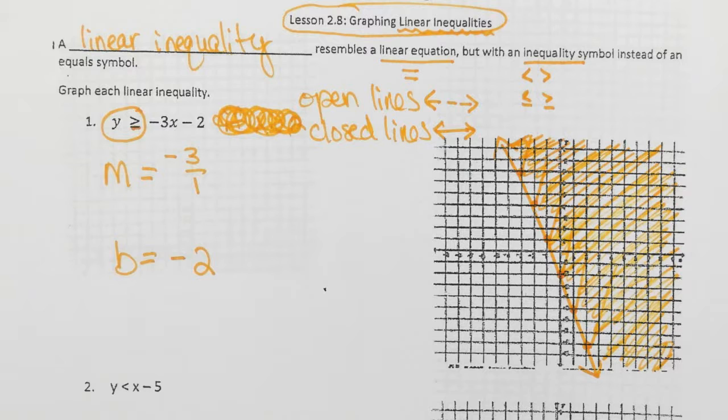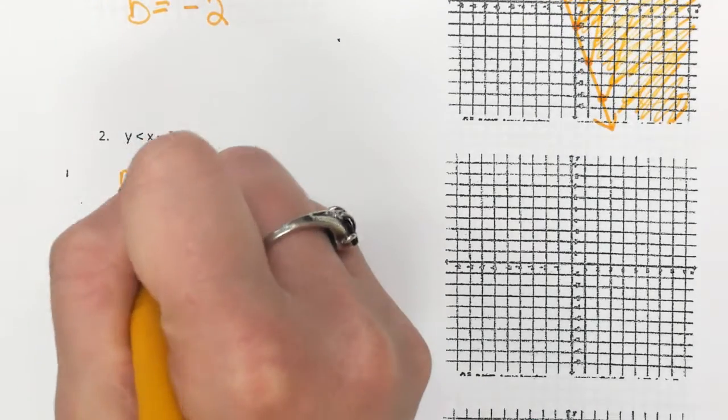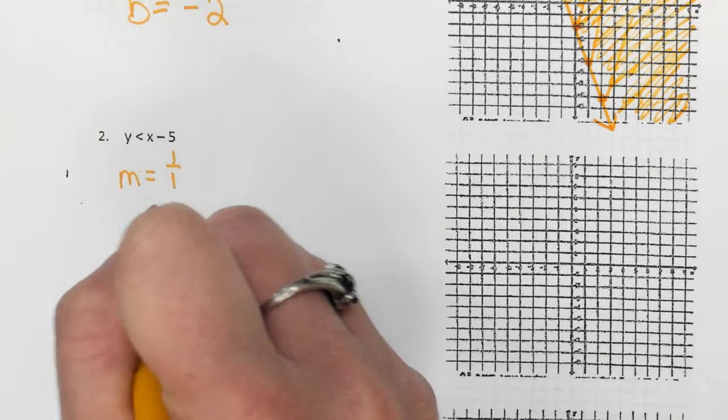There you go, and we're done. All right, let's go to number 2. What's your slope on number 2? 1/1, and what's your y-intercept? -5, perfect.